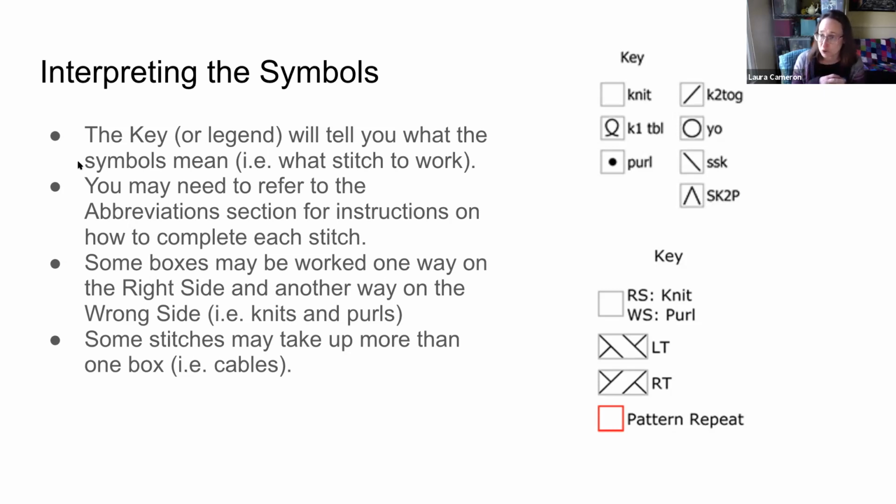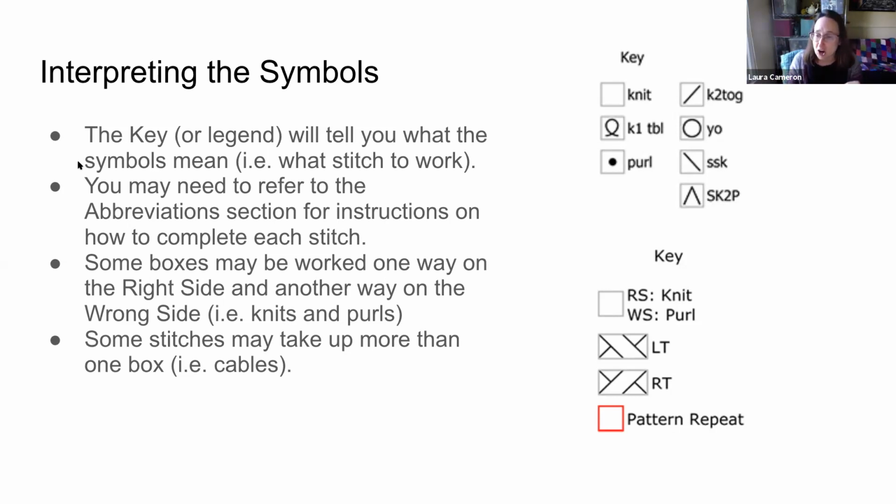So for instance, if you're knitting in stockinette stitch, usually a plain empty white box with nothing in it is going to be a knit on the right side, and on the wrong side, it's going to be a purl.